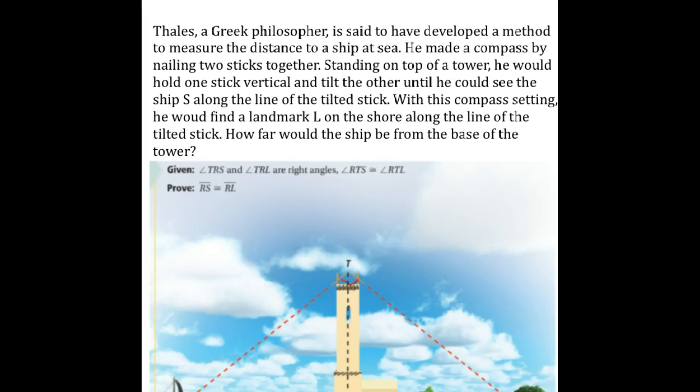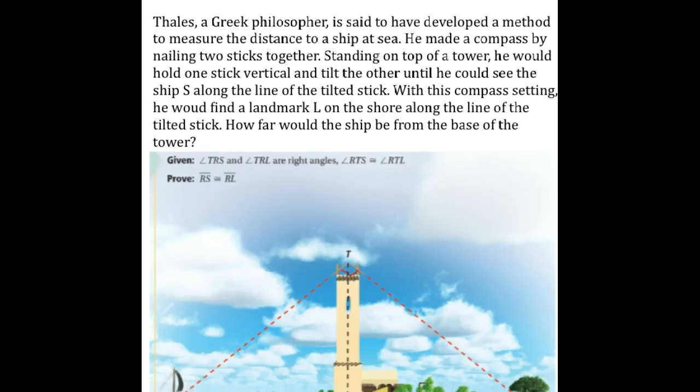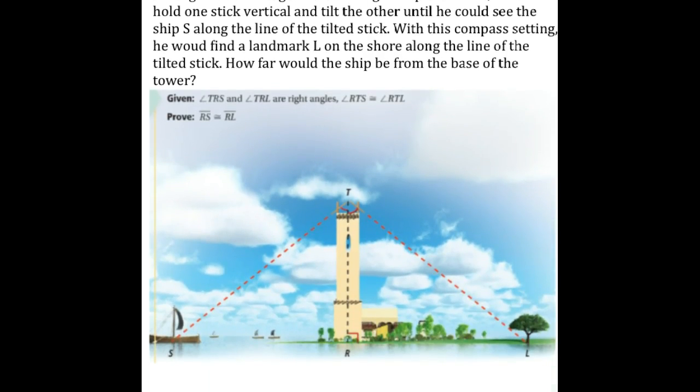Thales was a Greek philosopher, and he is said to have developed a method to measure the distance to a ship at sea. He made a compass by nailing two sticks together, and standing on top of a tower, he would hold one stick vertical, and he would tilt the other until he could see the ship along the line of the tilted stick. With this compass setting, he would find a landmark, L, on the shore, along the line of the tilted stick. How far would the ship be from the base of the tower?